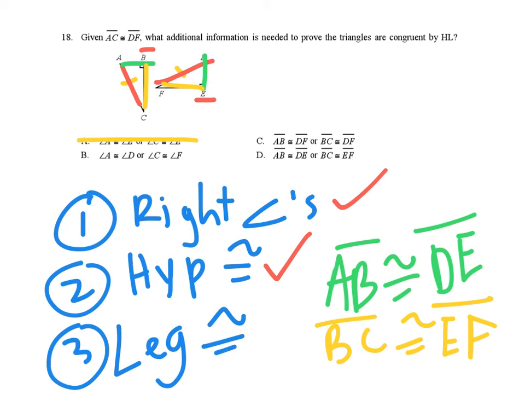Again, we don't need angles, so the two angles are out. The first one is AB and DF, which is not right. The last one is AB, DE, BC, EF. That is what we're looking for. So it's going to be D is our final answer.